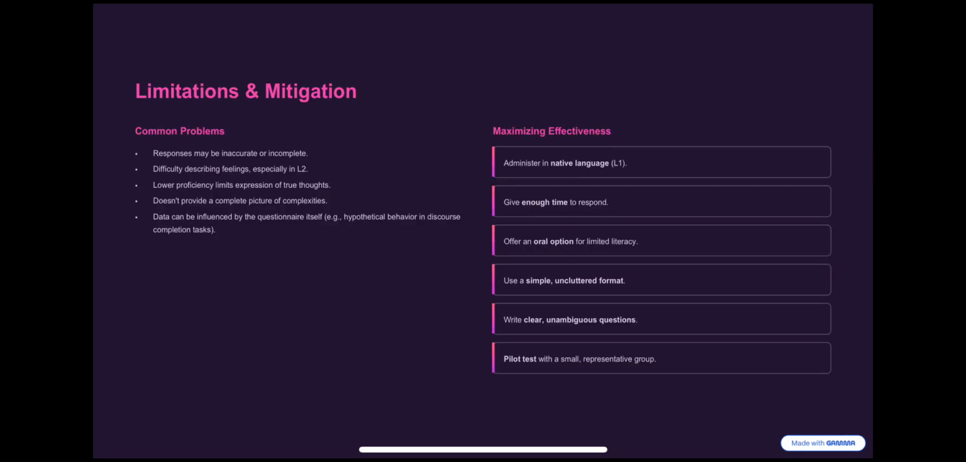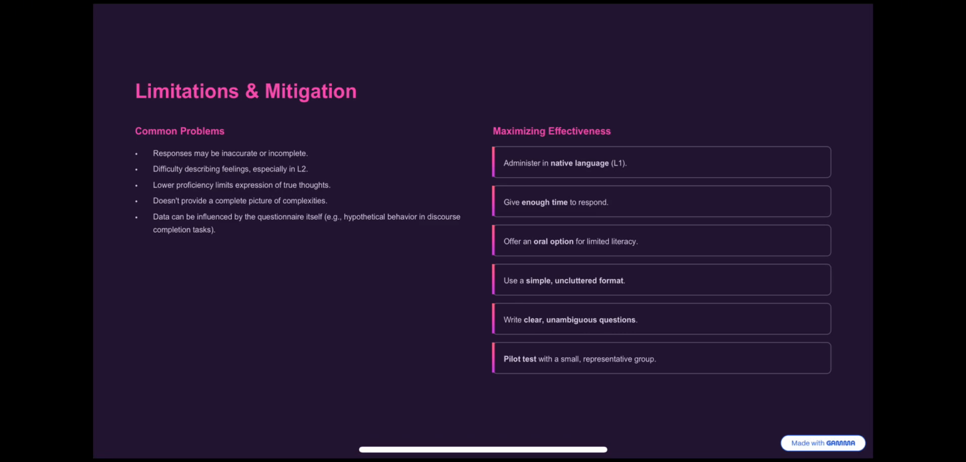So, according to Dörnyei and Csizér in 2012, it is also important to know how to properly design and analyze surveys to ensure that the data collected are meaningful and accurate. However, questionnaires also have some limitations. One common problem is that responses may be inaccurate or incomplete.